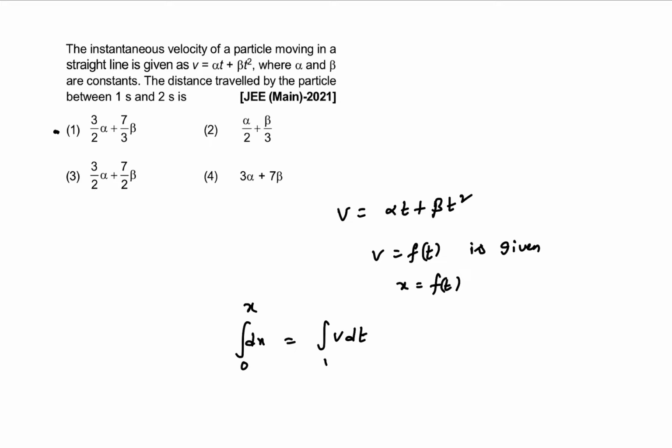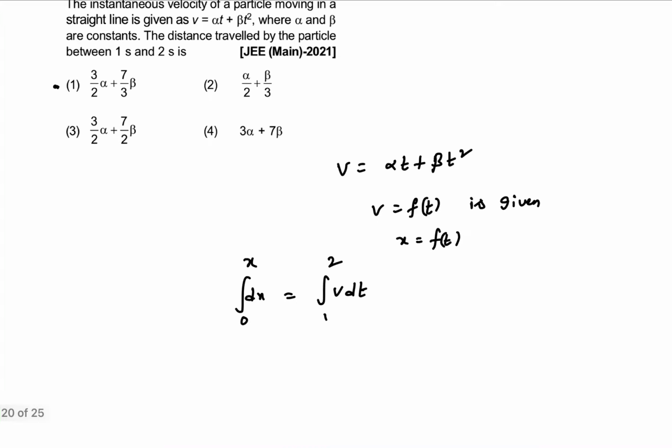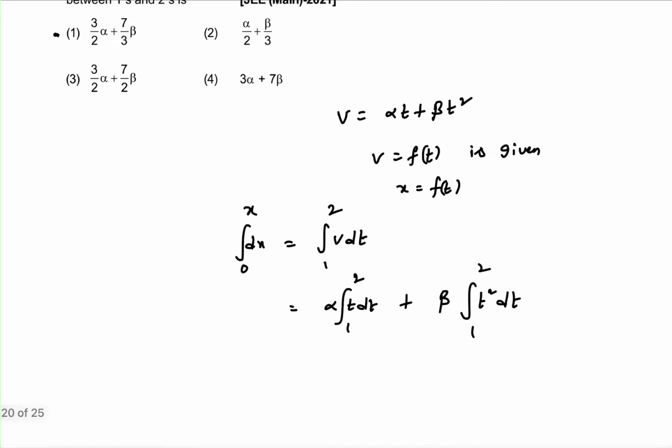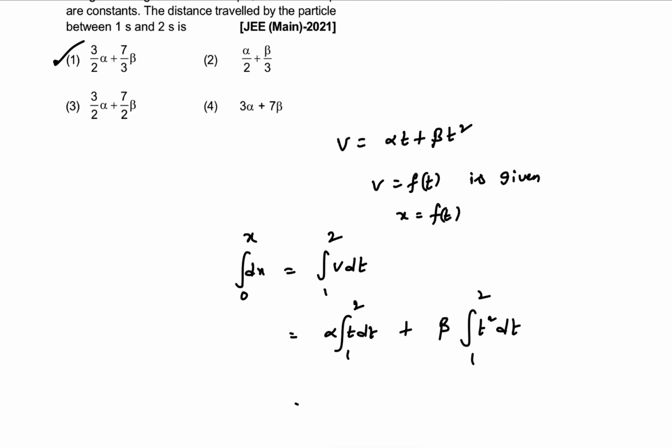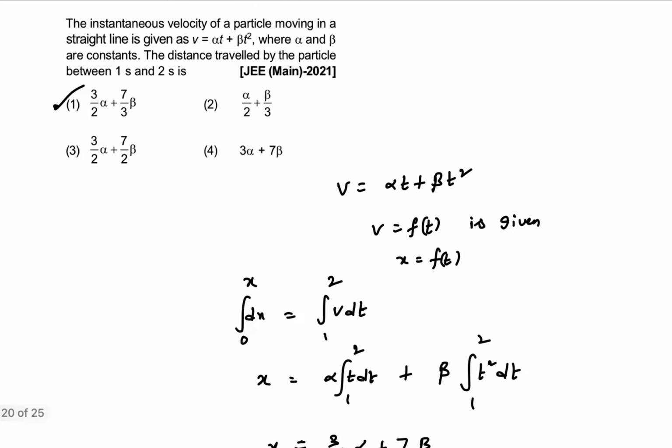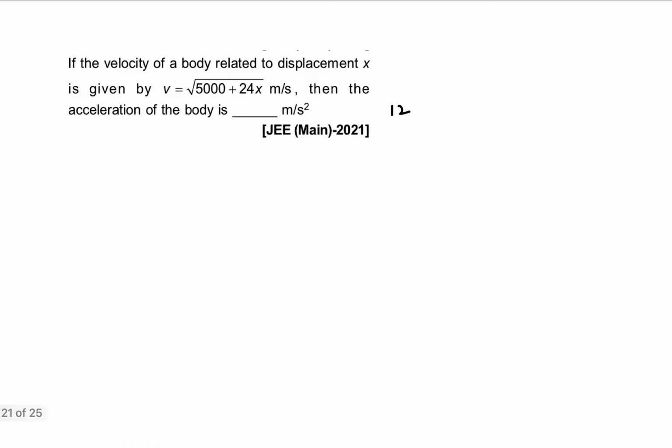Integral dx is equal to integral v into dt. They have given 0 to x, and here 1 to 2 they have given. Just substitute there. I hope everyone knows the integration, 1 to 2 alpha t dt plus beta into integral t square into dt, 1 to 2. If you do the calculation, you will get the answer: 3 by 2 alpha plus 7 by 3 beta. This is the distance x.